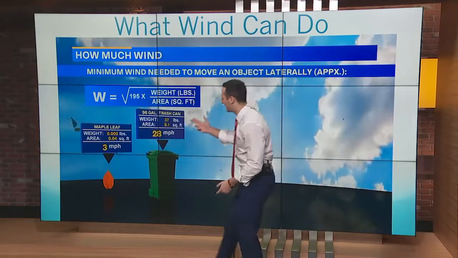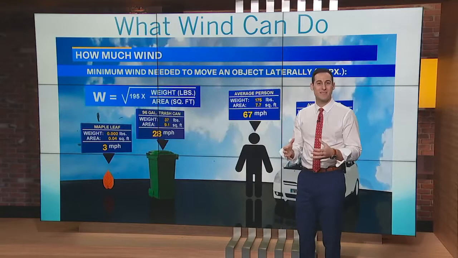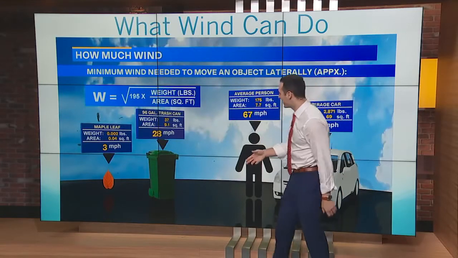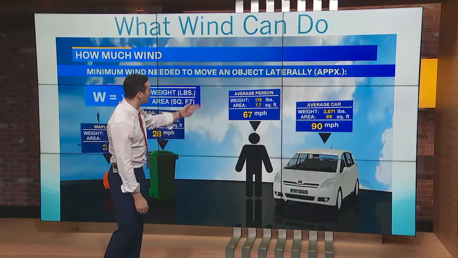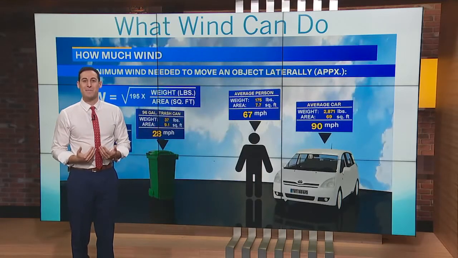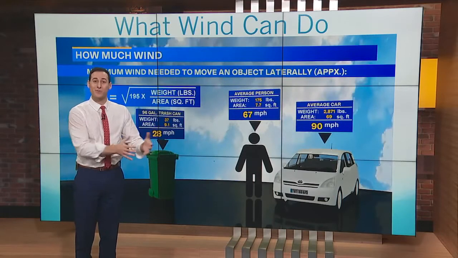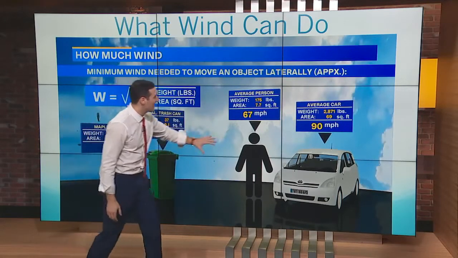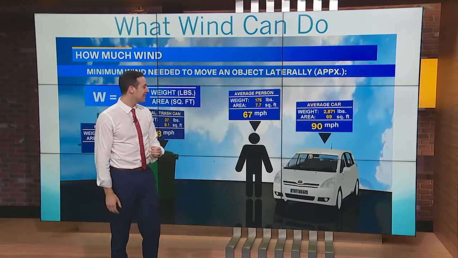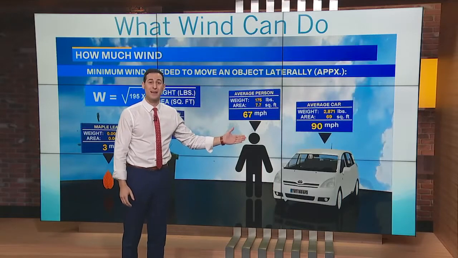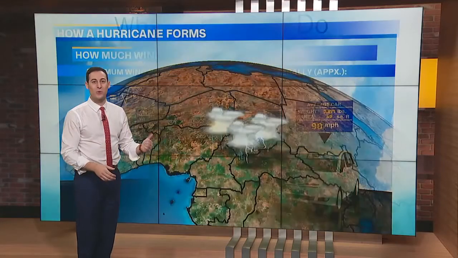First one, maple leaf. Don't expect much wind, and it isn't. 3 miles per hour. The second one, a trash bin that you might see outside on the curb of a street. That's almost 30 miles per hour. The third one, a person that weighs 175 pounds. That's just about my weight. It would take 67 miles per hour winds to move me from side to side. And the last one, an average car that weighs 2,871 pounds. It would take just 90 miles per hour winds to move that from side to side. So that shows you what wind can do.